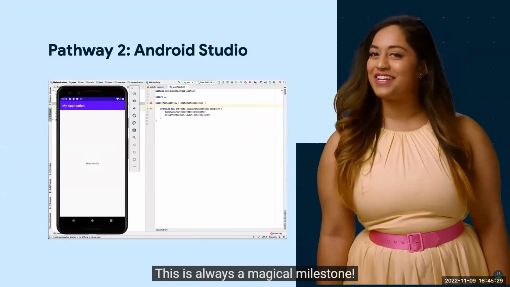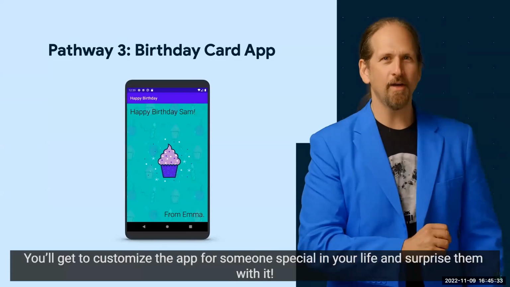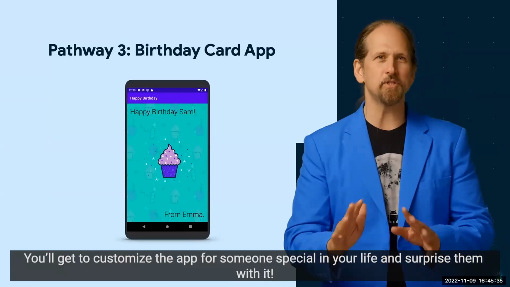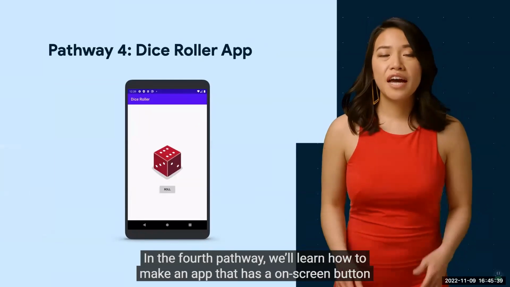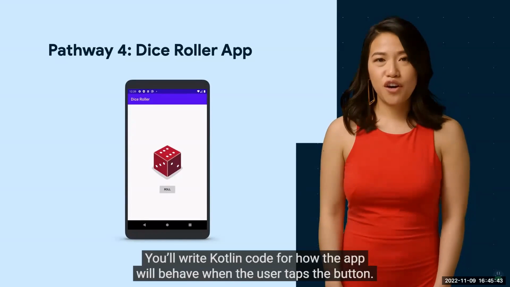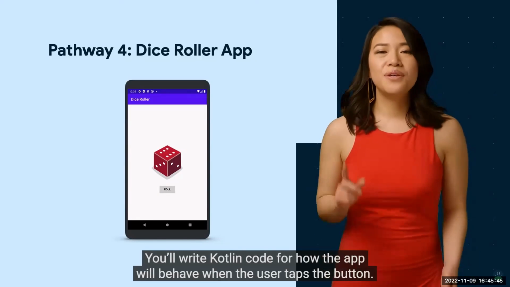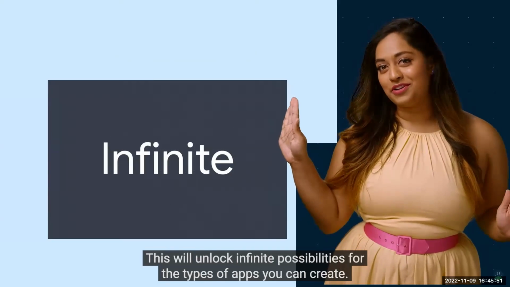This is always a magical milestone. In the third pathway, we'll make a birthday card app. You'll get to customize the app for someone special in your life and surprise them with it. In the fourth pathway, we'll learn how to make an app that has an on-screen button that can be clicked. You'll write Kotlin code for how the app will behave when the user taps the button. This will unlock infinite possibilities for the types of apps you can create.